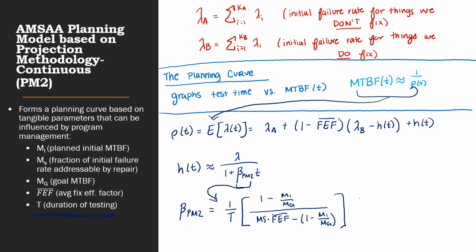Now, as failure modes are discovered, some are repaired and some are not. Those that are repaired with fixed effectiveness factor FEF sub I. Now this fraction here, M sub I over M sub G, can be viewed as the ratio of anticipated change in MTBF, since we are typically setting the goal MTBF to be larger than the initial, since we want the time between failure to increase.